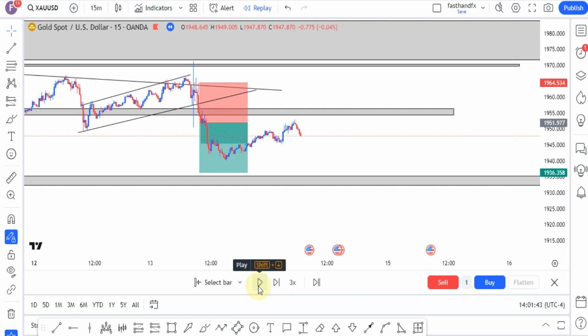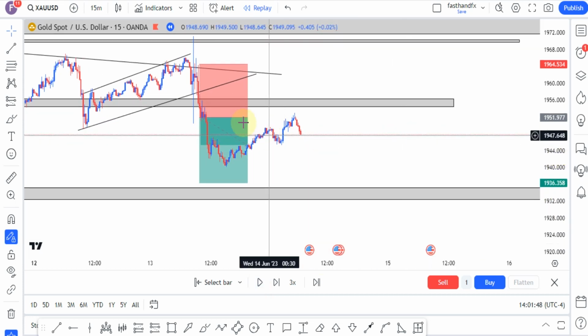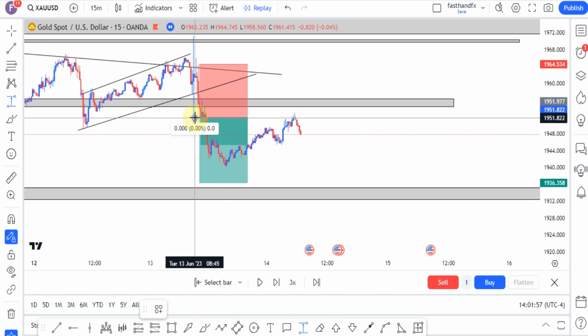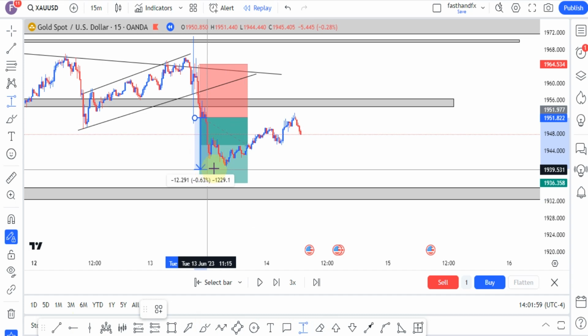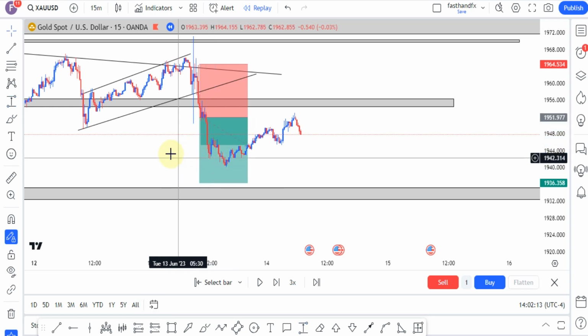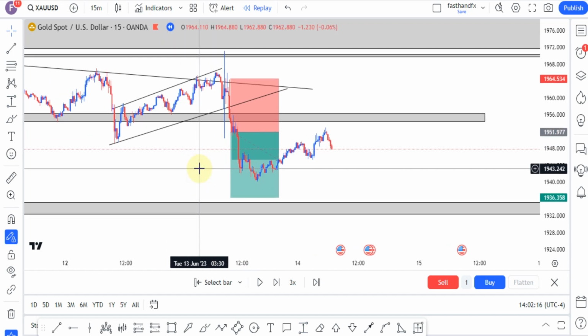So what's happening here, guys? The market, after breaking out below this area, you see the market gave us already, let's see how many pips these are. The market gave us like 120 pips, guys. That's like 110, 111 pips. Those are very, very beautiful number of pips for gold traders, guys.